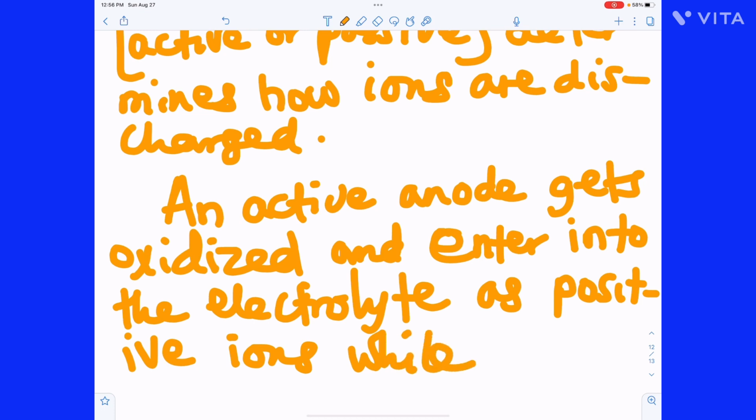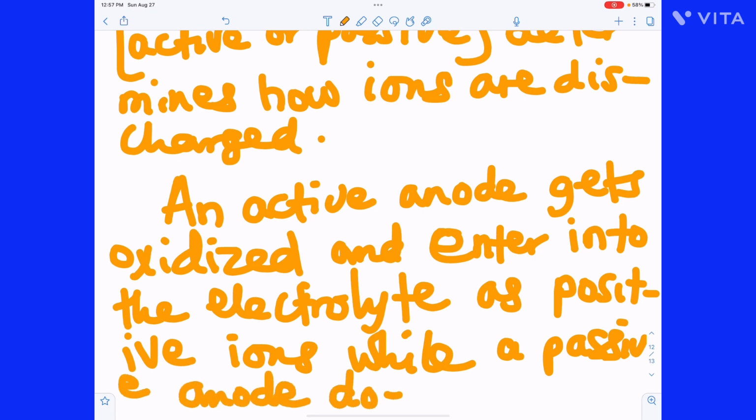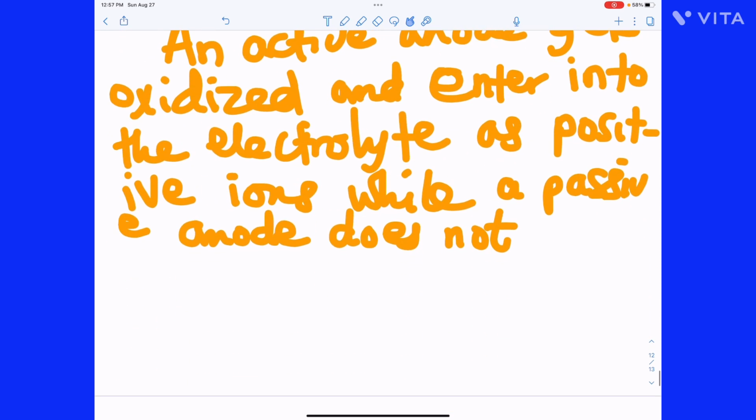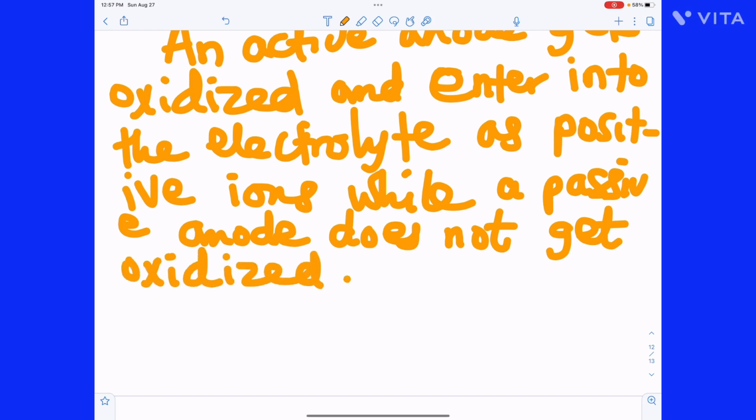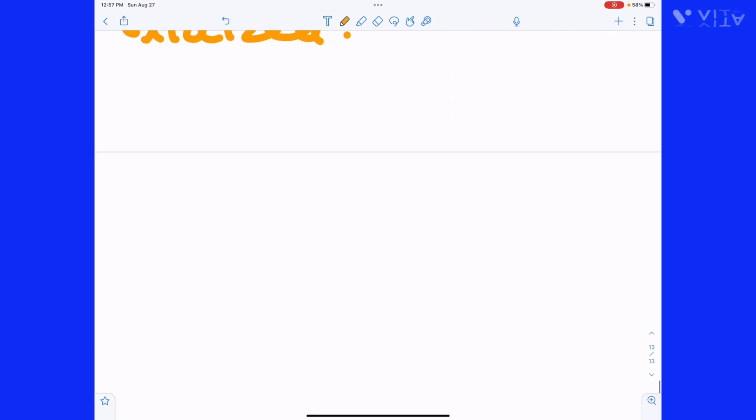While a passive anode does not get oxidized. You will see the essence of that when we take on some examples of electrolysis. Let's just go to the third one in order not to waste too much time.